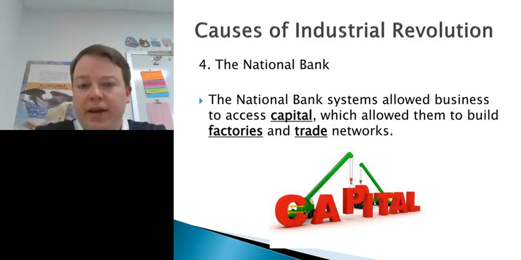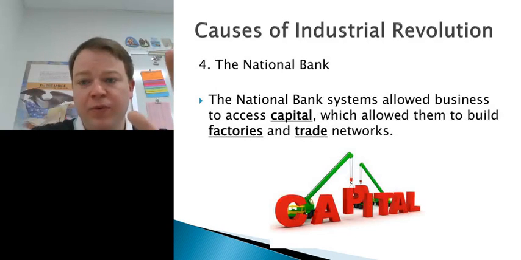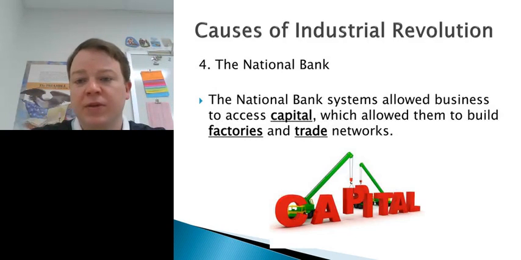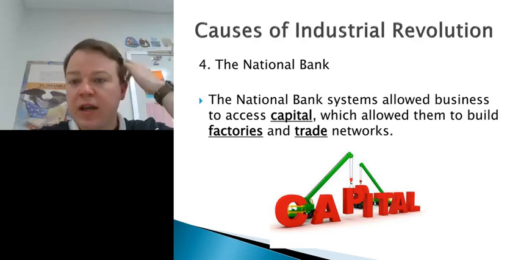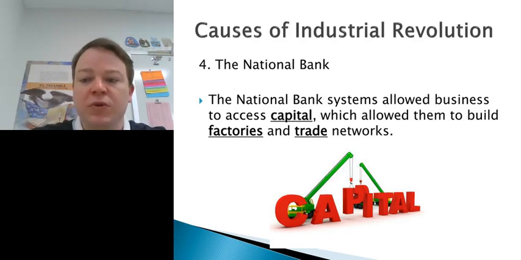The National Bank. This was way back when we talked about this with Alexander Hamilton and Thomas Jefferson. Hamilton's big force was to use this national bank. What the bank is going to allow people to do is give them capital, meaning it's going to give them the money to back their business.